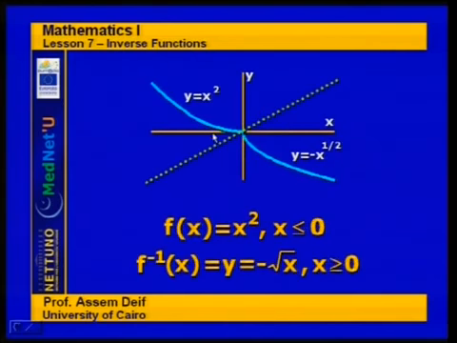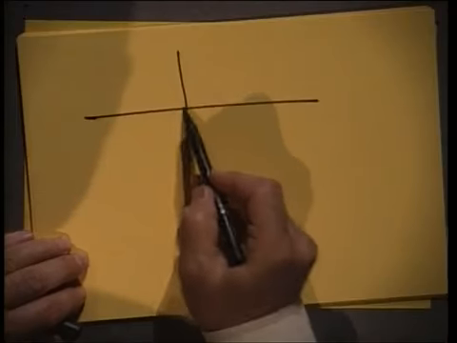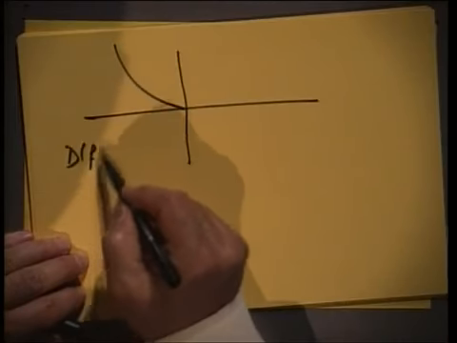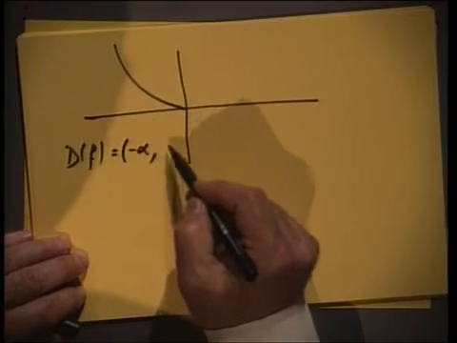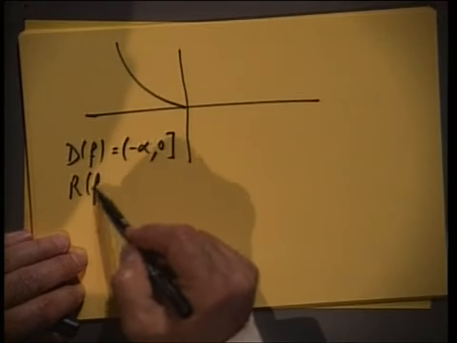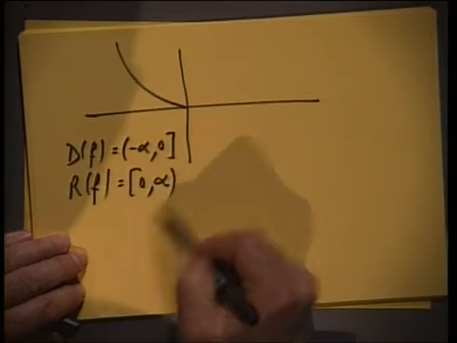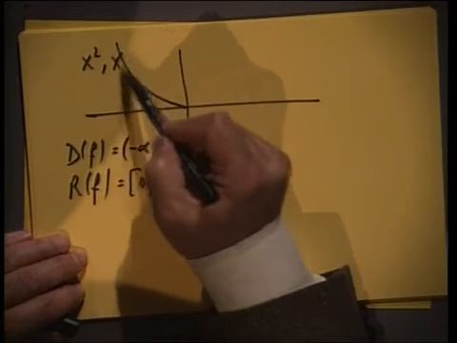That's it. Suppose you have y is equal to x square, and x is less than or equal to 0. With this graph here, what is the inverse operation? Here, the domain of f is from minus infinity till 0, and the range of f is from 0 to infinity, which is x squared for x less than or equal to 0.